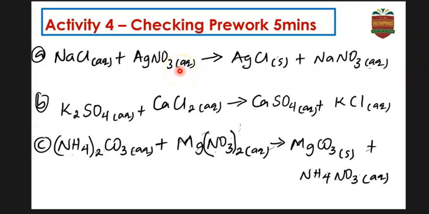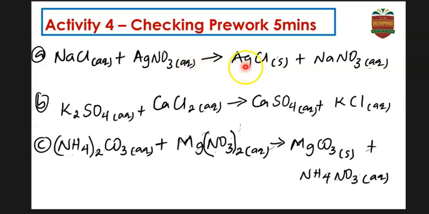So you can see sodium chloride plus silver nitrate. Use your table of solubility to find out the state symbol. The essence of this pre-work is for you to be able to recall the table of solubility and find out what implication solubility and insolubility have on the state symbol of a particular species in an equation.